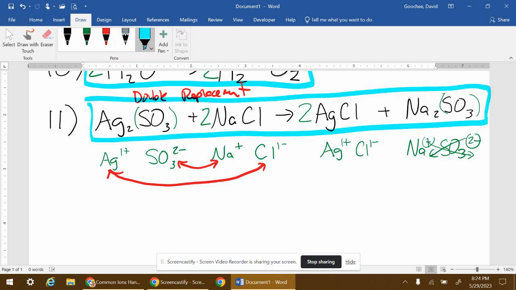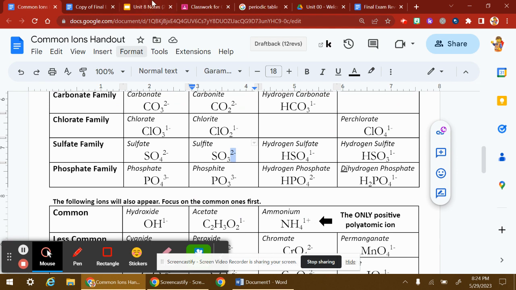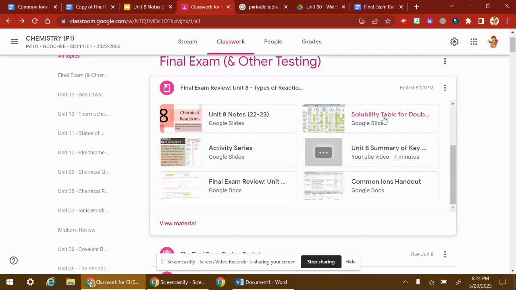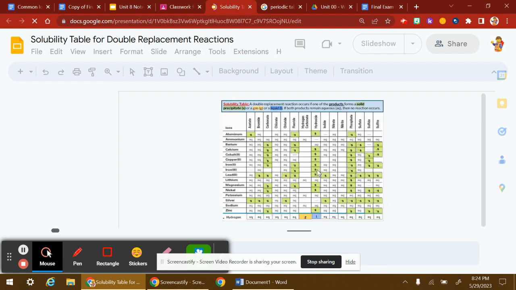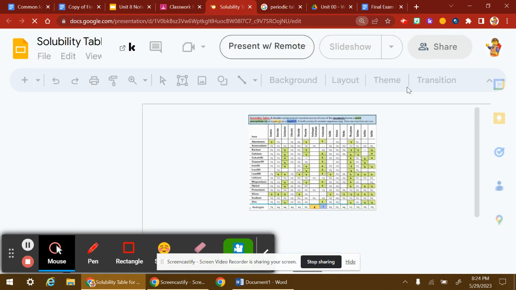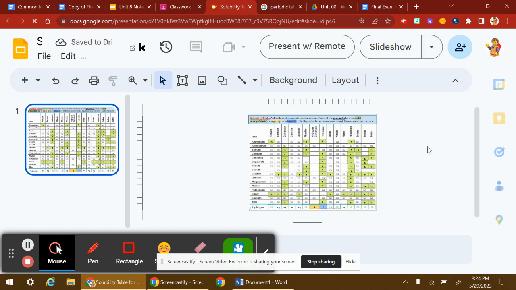Well, almost it. Because you might recall that for a double replacement reaction, in order for it to occur, one of the products needs to form a solid, liquid, or a gas. So we have to look at silver chloride and sodium sulfite and see if either of them form a solid, liquid, or gas. So I am going to consult, let's see here. Where is it? Ah, here we go. The solubility table. You're going to get one of these, by the way. So let's see here. We had sodium sulfite.